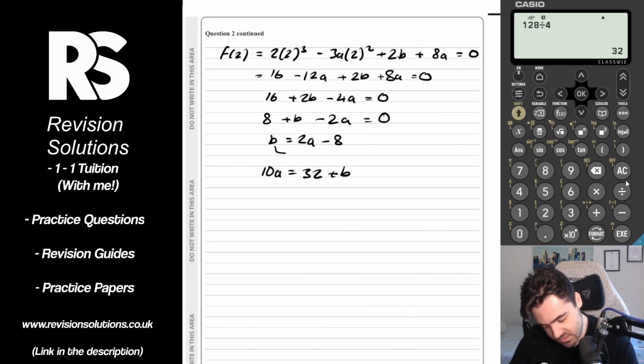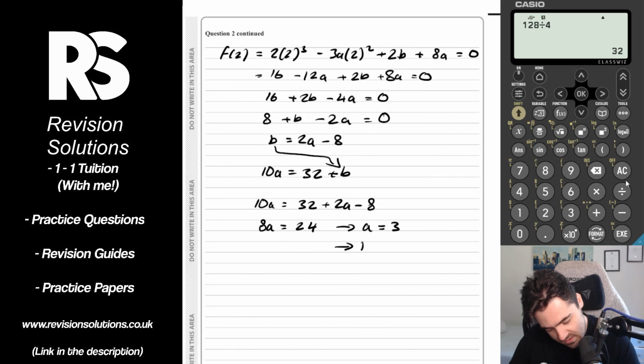So let's substitute this b into here. So that would be 10a equals 32 plus 2a minus 8. Solving now for a, or simplifying up, so we'd have 8a on the left, 32 minus 8, that would be 24, which is going to give us a equals 3, which means that b would equal 2 lots of 3, that's 6, minus 8, that's minus 2. So we have a and b.